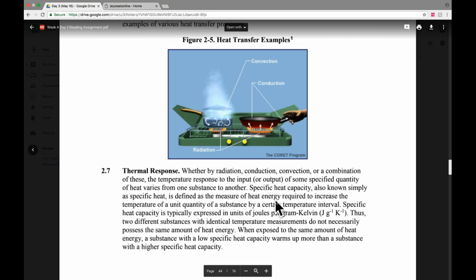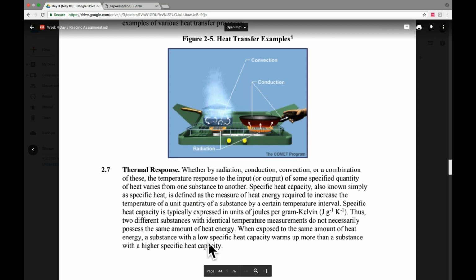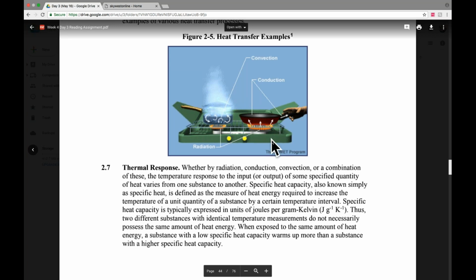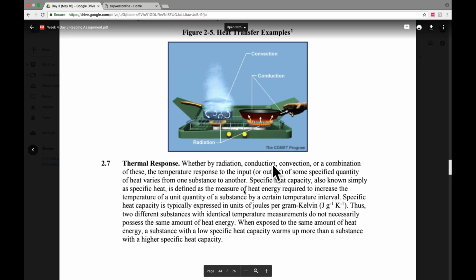Specific heat capacity, known simply as specific heat, is defined as the measure of heat energy required to increase the temperature of a unit quantity of a substance by a certain temperature interval. It is typically expressed in units of joules per gram Kelvin. There's your formula.